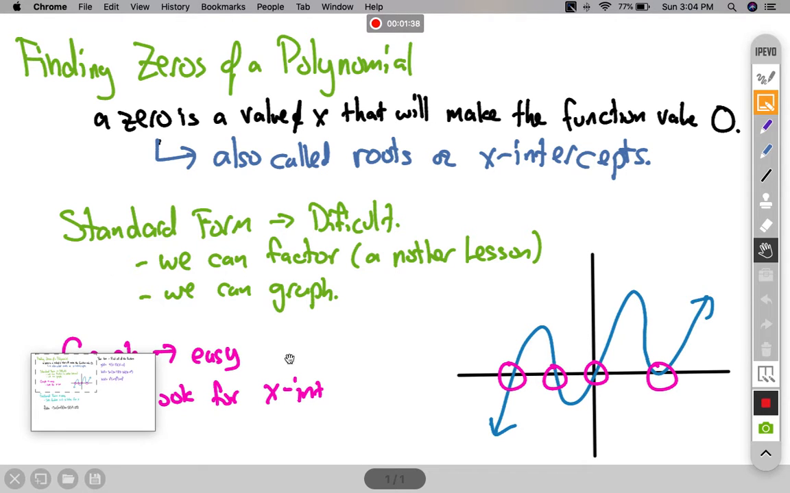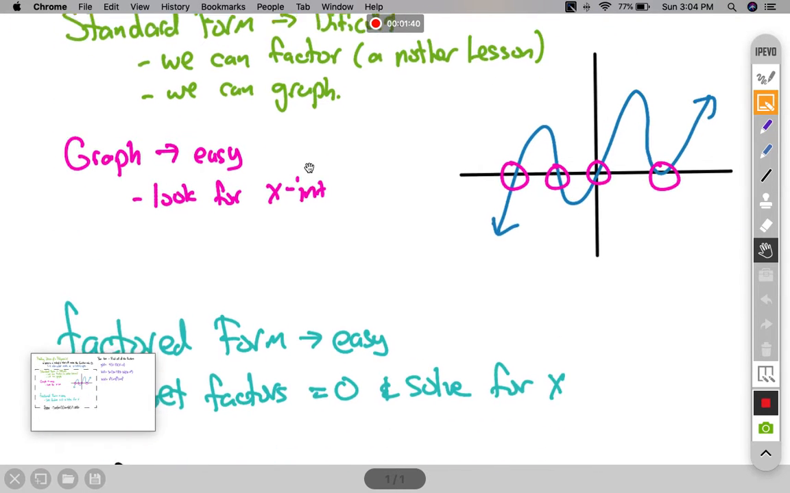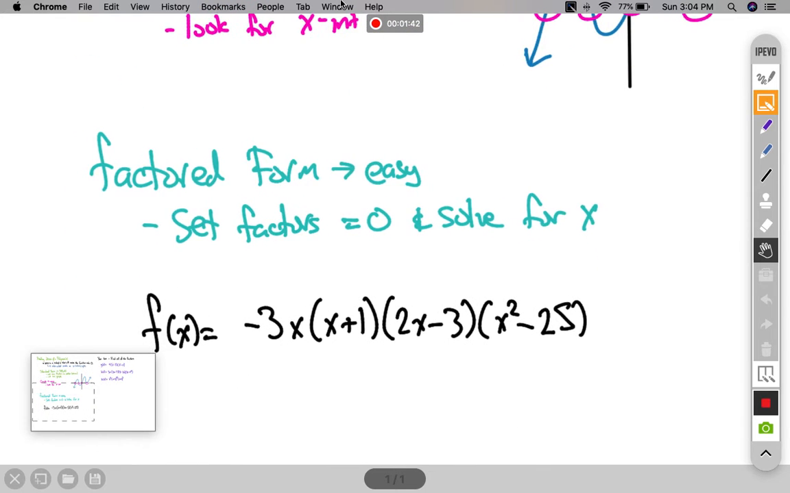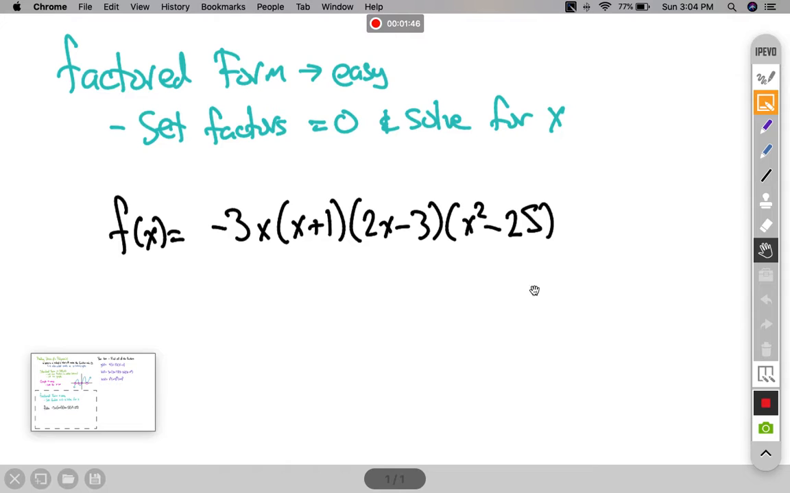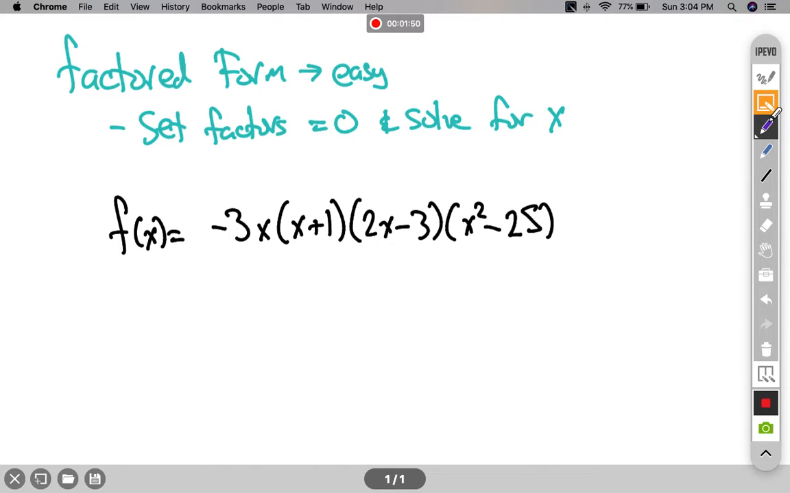The one that we have to work at a little bit is factored form. Factored form is actually pretty easy for finding the zeros. We just have to work at this a little bit. The idea with this is, again, we're looking for what values of x will make this whole thing equal 0. And we're using the fact that any number times 0 is going to equal 0.